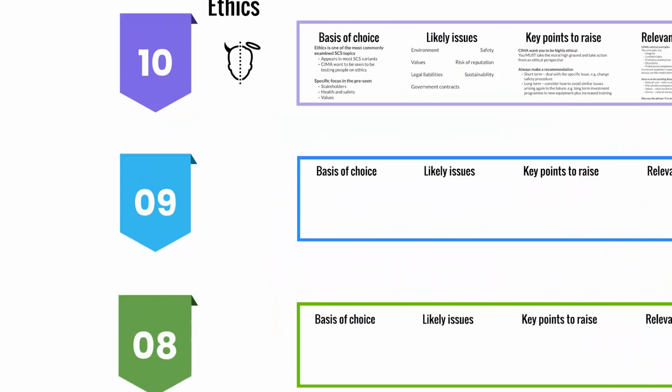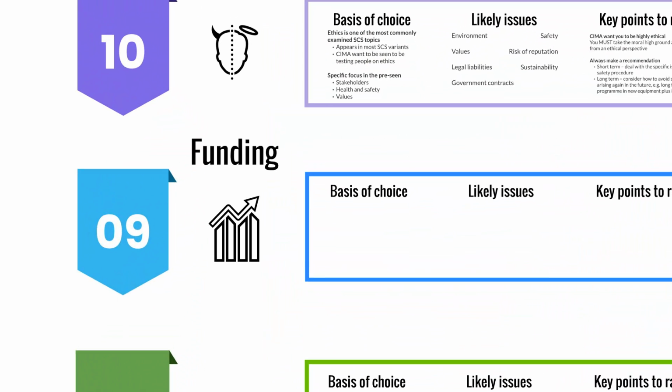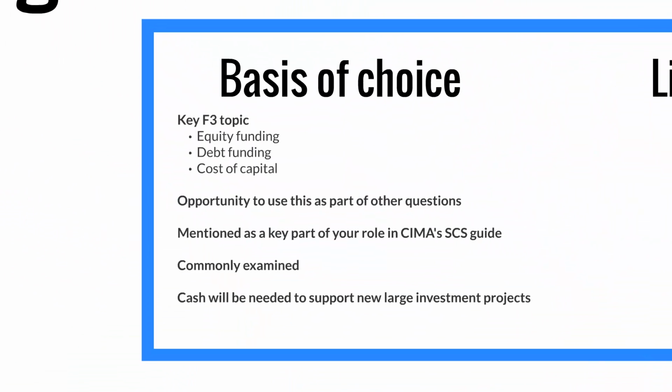Issue number 9 now. And issue number 9 is funding. Now, again, a very important topic, a very commonly examined topic. One of those things that appears every sitting, just like ethics does. And often it will not appear as its own topic. You won't be given a funding question, but it's an add-on topic.